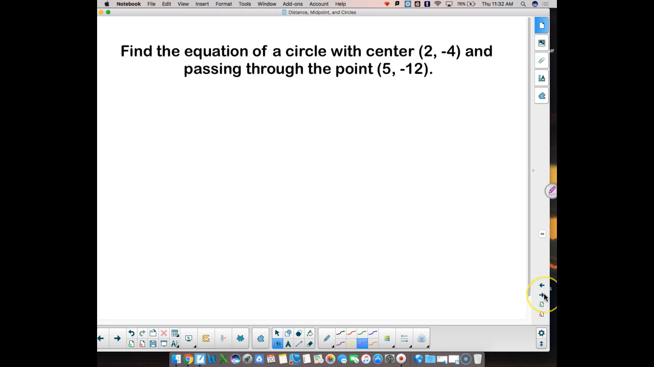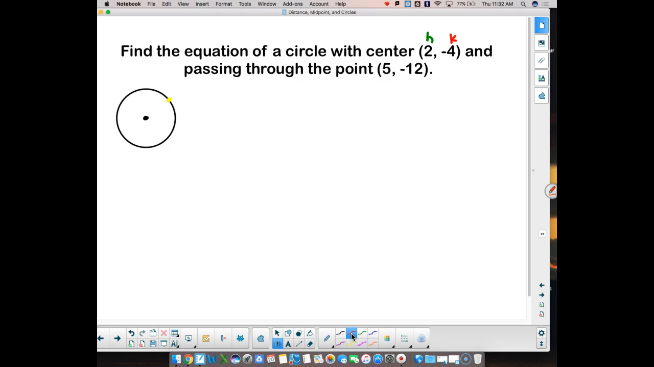One last example that I'd like to get to. Now it says find the equation of a circle with the center at 2, negative 4, and it passes through the point 5, negative 12. So we're through that point, and then we're going through another point somewhere else like that. So we have the center, which means this is h and this is k, correct?